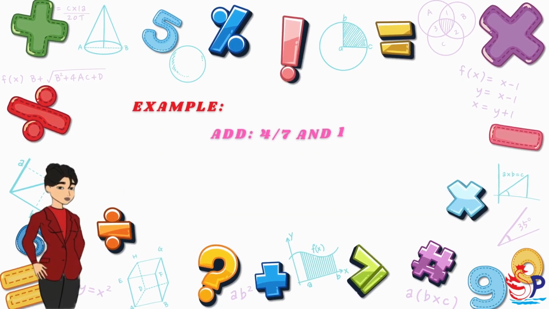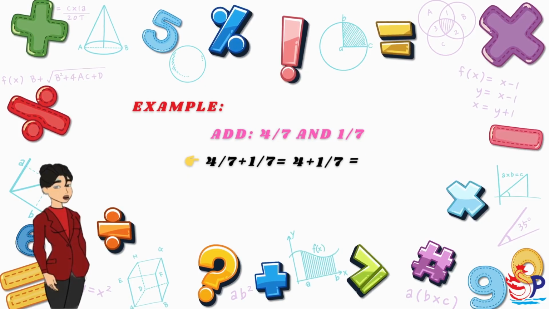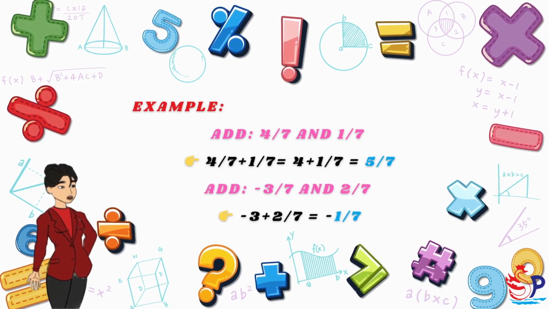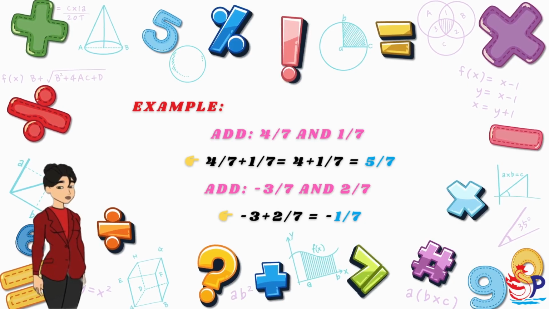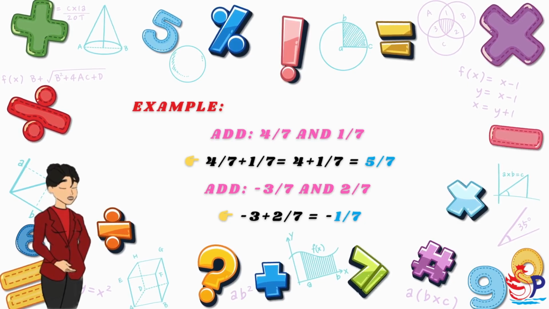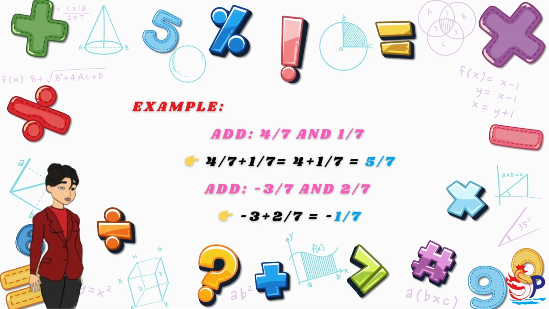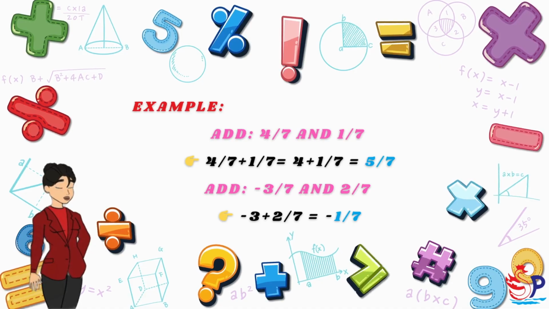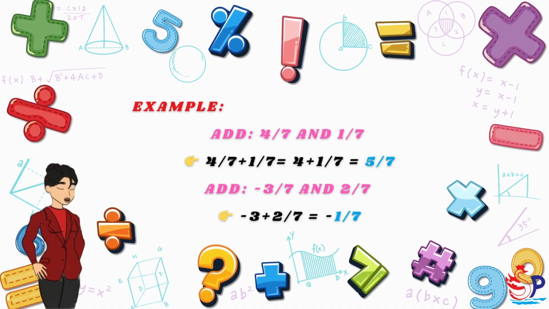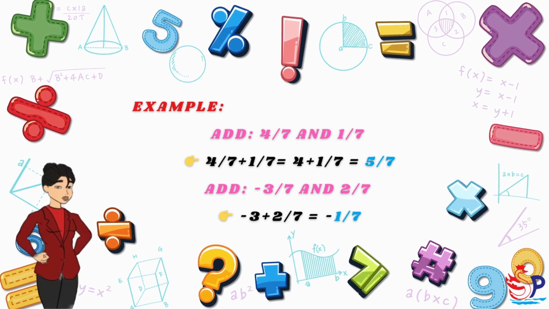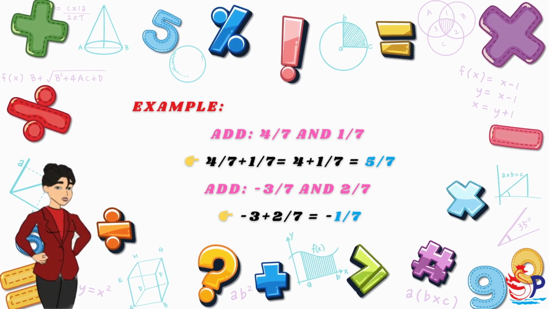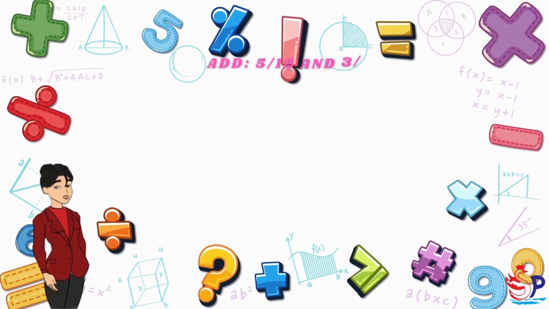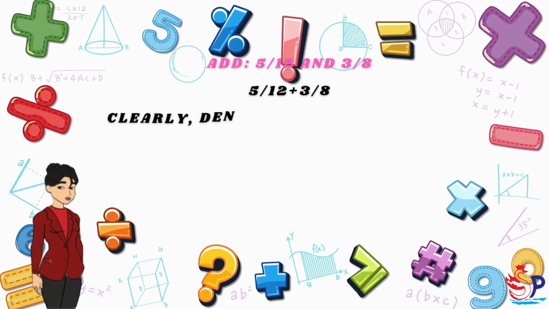Example: 4 by 7 and 1 by 7. 4 by 7 plus 1 by 7 is equal to (4 plus 1) by 7, which is equal to 5 by 7. Next, minus 3 by 7 and 2 by 7. (Minus 3 plus 2) by 7 is equal to minus 1 by 7. Now, 5 by 12 and 3 by 8.